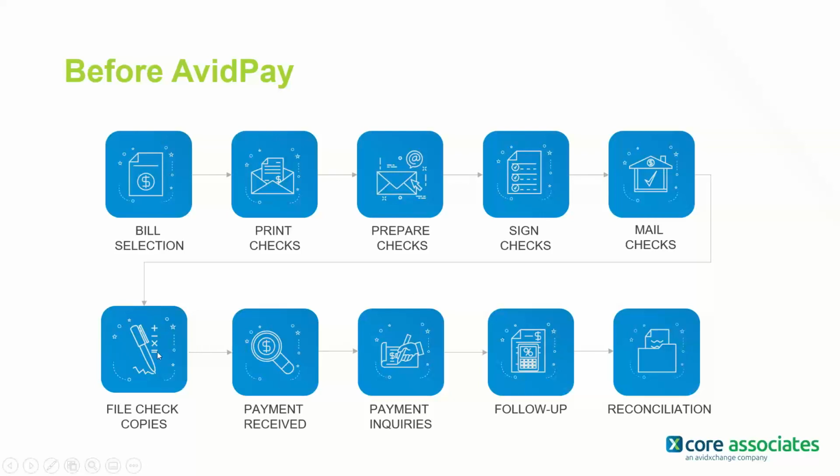A copy of the check is filed. The payment is received. We do a pay inquiry. We're trying to match the payment information. We're doing follow-up. We're doing reconciliation. So basically a 10-step process. What I want to do is spend a few minutes showing you a method that I think makes this so much more efficient and can be so much more beneficial on a number of different levels.